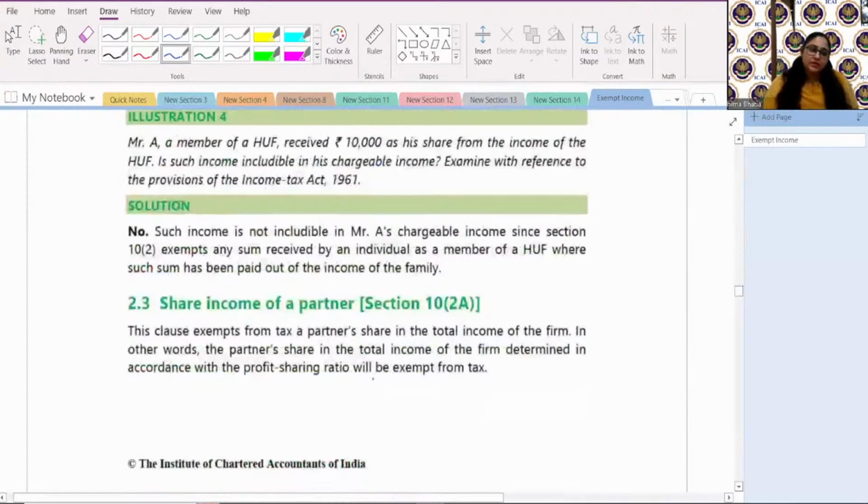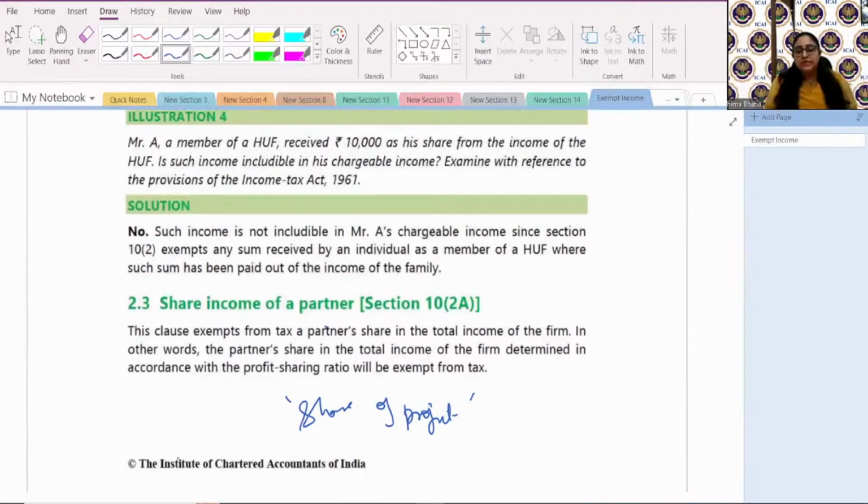Similarly, in the case of partners, the same thing happens. The partnership firm pays the tax on it. Hence, anything which is coming as a share of profit. I'm only talking about share of profit. I'm not talking about salaries or interest received from the partnership firm. That is a different thing. Profit share received from the firm in the hands of the partner would not be taxable.